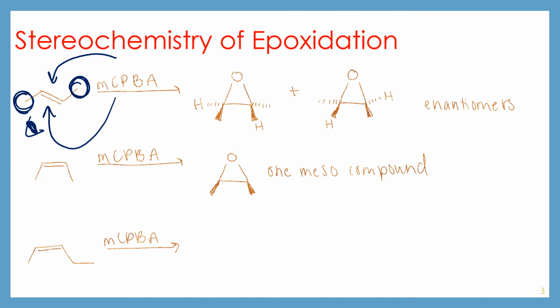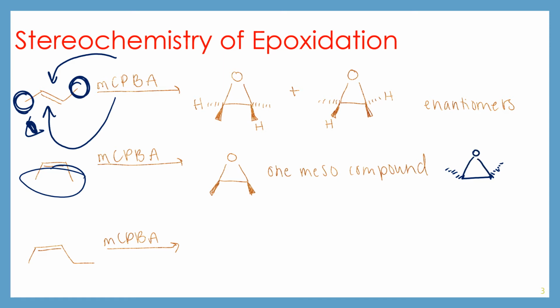Now, if the molecule is symmetric and cis, then you're going to end up with one meso compound because the methyl groups are coming towards you. And so even if you were to draw it with the methyl groups going away from you, and the epoxidation, you could draw it up, you could draw it down, whatever. These would be the same compound, just rotating in a plane.